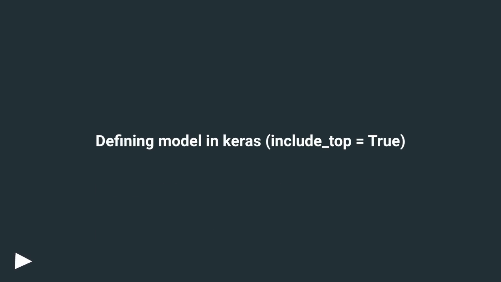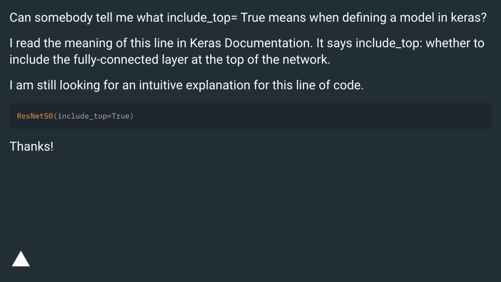Defining model in Keras, include_top=True. Can somebody tell me what include_top=True means when defining a model in Keras? I read the meaning of this line in the Keras documentation. It says include_top: whether to include the fully connected layer at the top of the network. I am still looking for an intuitive explanation for this line of code.